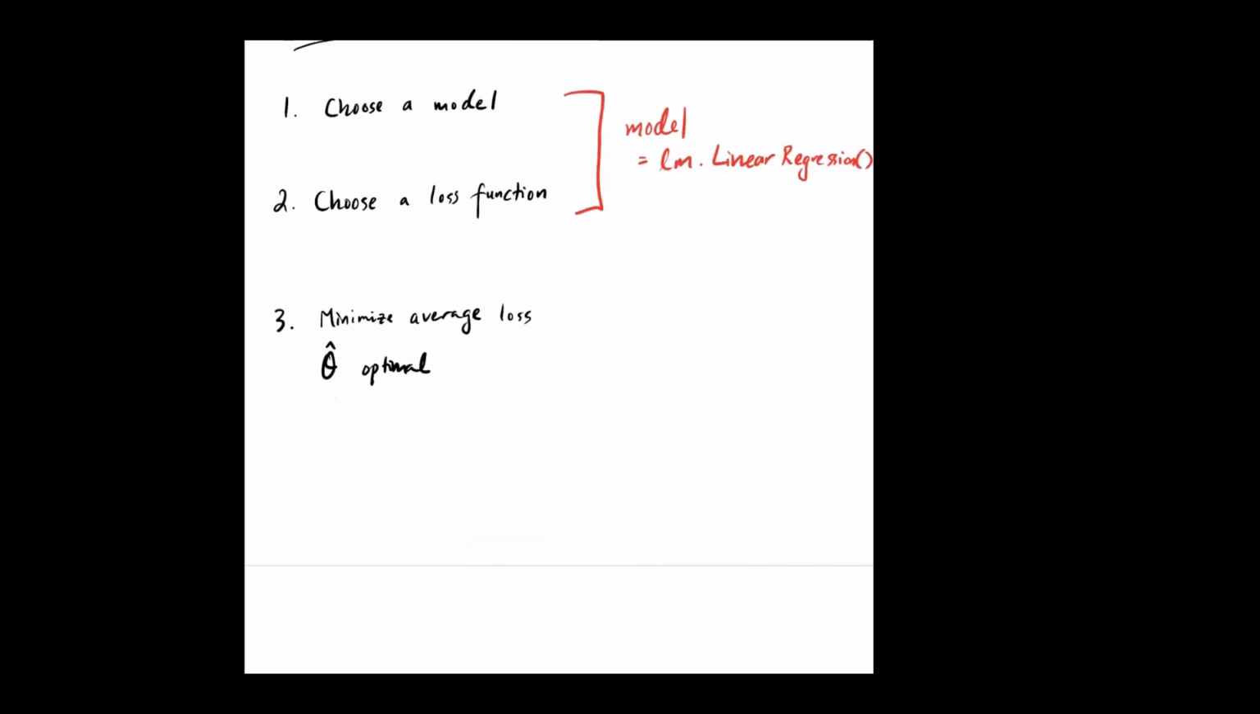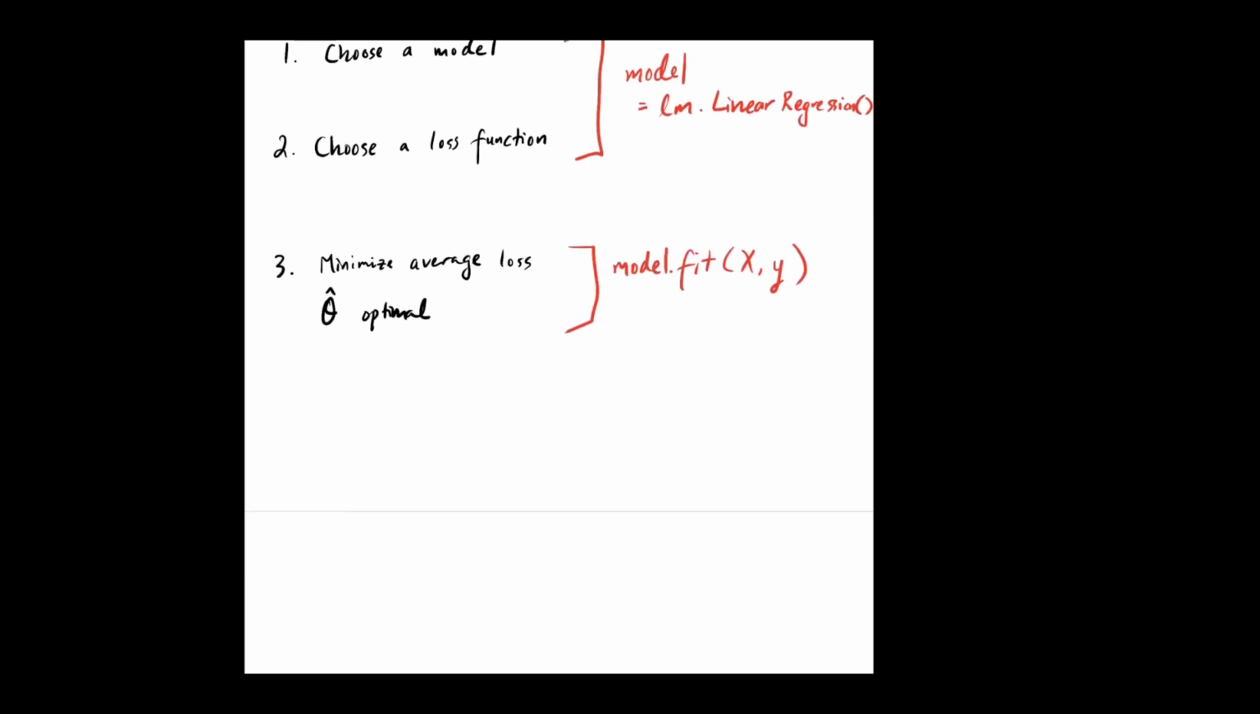Okay, then we say something like model.fit xy. And that's this 3rd step where we minimize average loss to determine the optimal model parameters. And so we know if we're looking at a linear model, the optimal theta vector for this model is x transpose x inverse x transpose y, where x is your design matrix and y is a vector of all of your true observed y values.